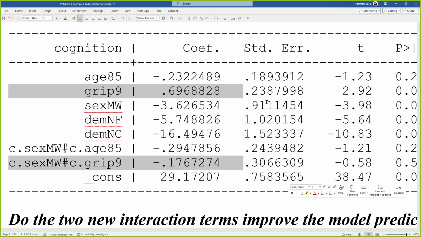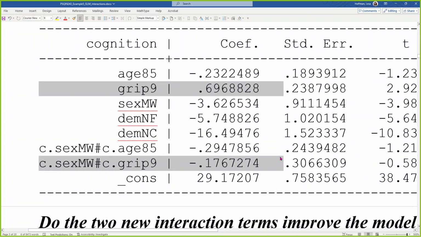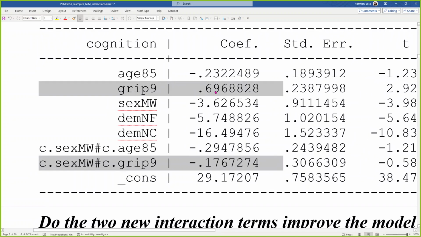That's what I'm saying. Anywho, okay, let's do grip. The grip strength slope in men is a positive 0.7. What happens to it in women? Becomes less positive. Yeah, I've got a positive grip slope. I've got a negative interaction term. So in women, it is less positive by 0.17. But I don't know what it is in women. I just know that it's less.